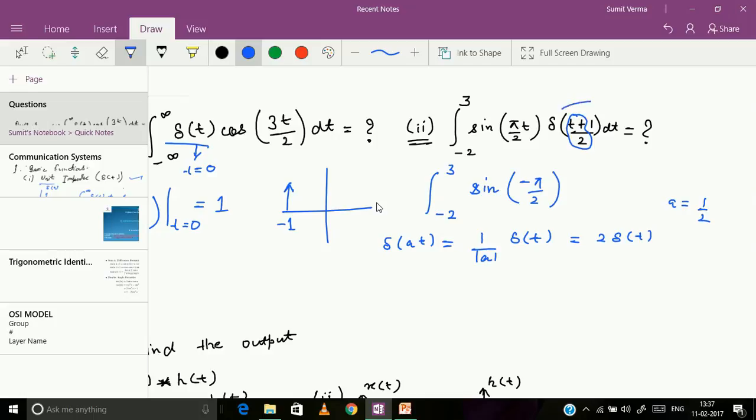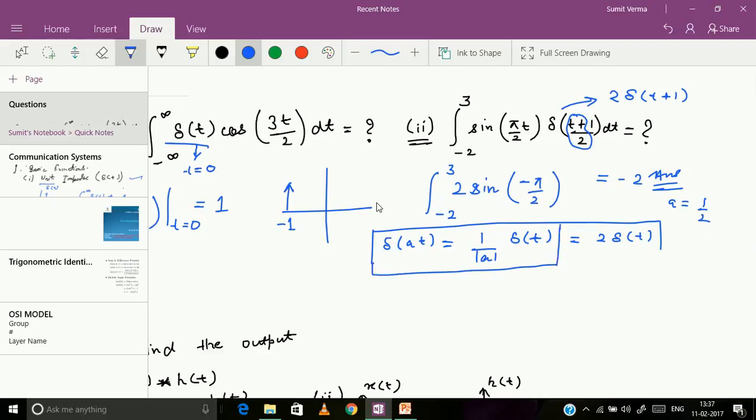So if I want to change this, it becomes twice of del T plus 1. And we already know del T plus 1 is defined at T is equal to minus 1 only. So that's what I have used here. But this factor 2 is now extra, so I have to account for this factor 2 also. Now you know that the value of minus sin pi by 2 is minus 1. So this value should be minus 2. This is the answer for this question. What is important here is to note this scaling property of the impulse function. Using this property, we got this value as minus 2. So this is the solution for this question.